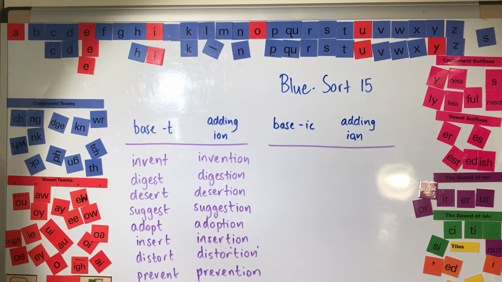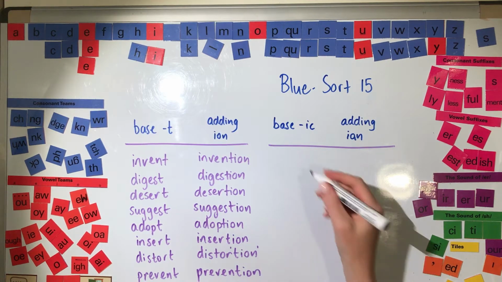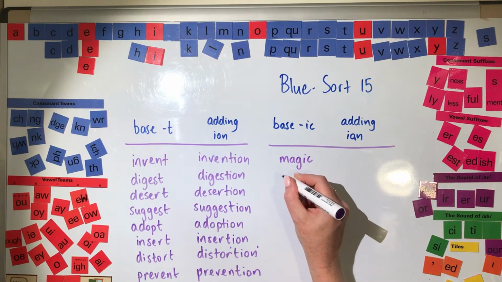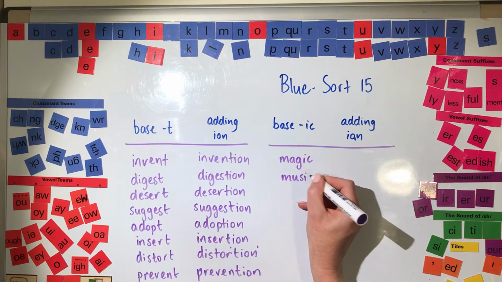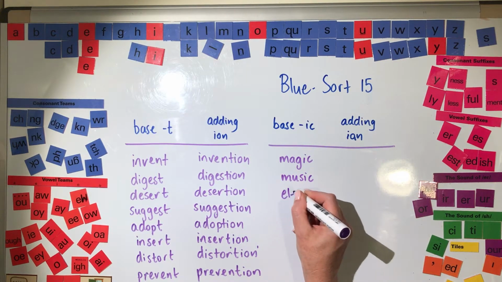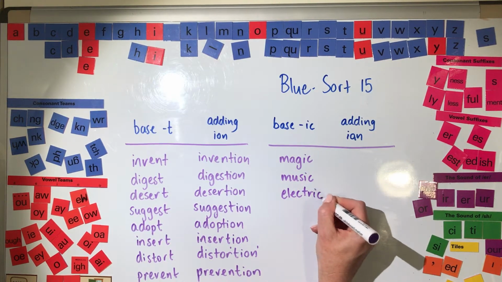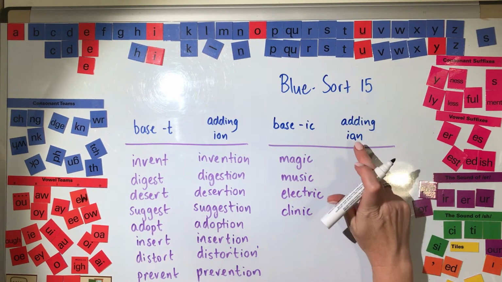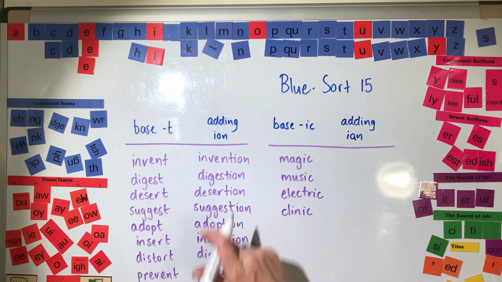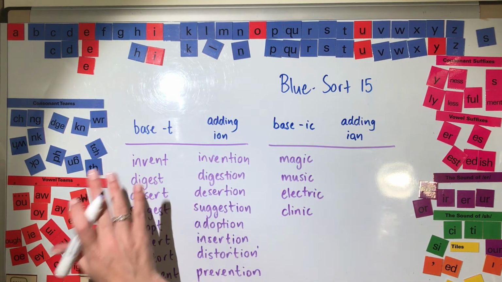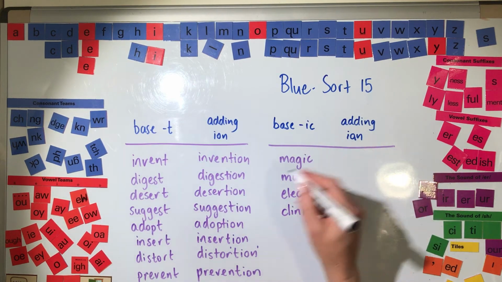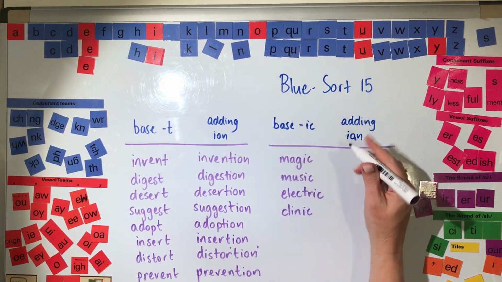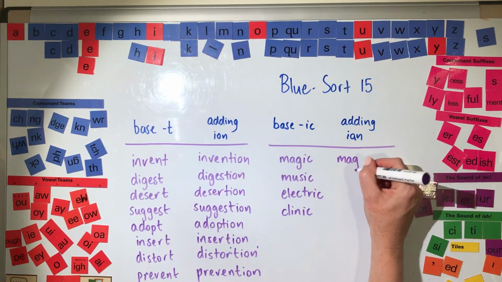Right, and we don't have as many words for this one, so I'll put our 4 base words down. We've got magic, music, electric, and clinic. Okay, so now we're adding IAN. So remember, this turns it into a noun. It turns it into the thing that results from doing this. And IAN turns it into the special person who does these things. So magic, magician. So this is the person now.